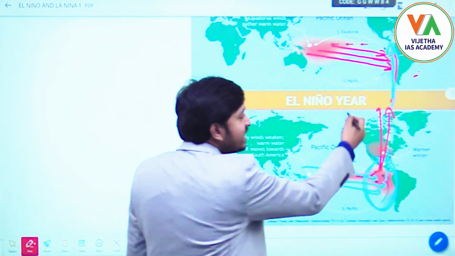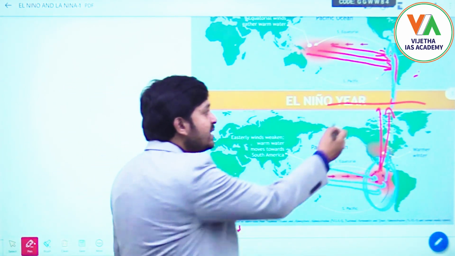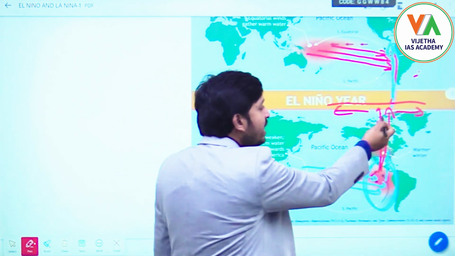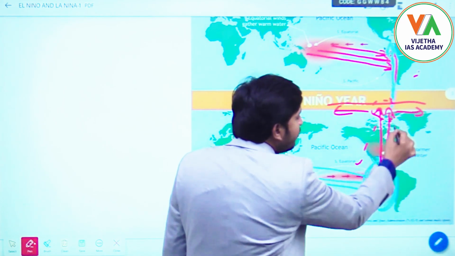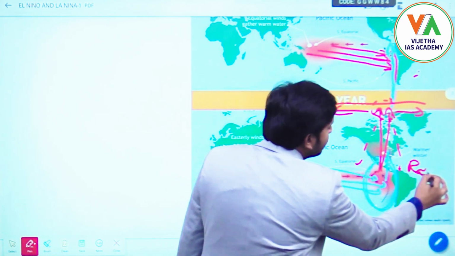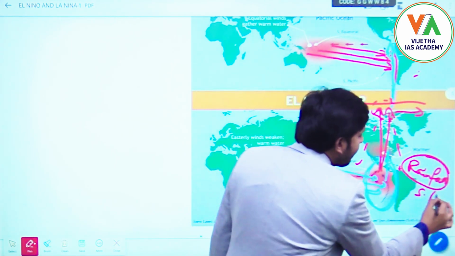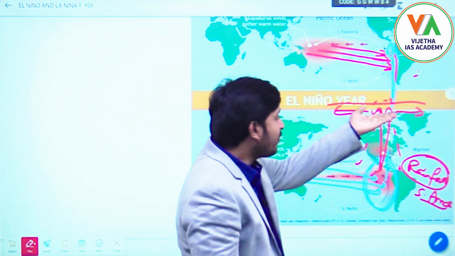Once it is rising here, after hitting the tropopause, this air will start diverting in different directions. Okay, so after rising here, some warm air will start forming clouds and it will give rainfall in this region. Rainfall in South America. So a little bit of rainfall will be given in the South American region.